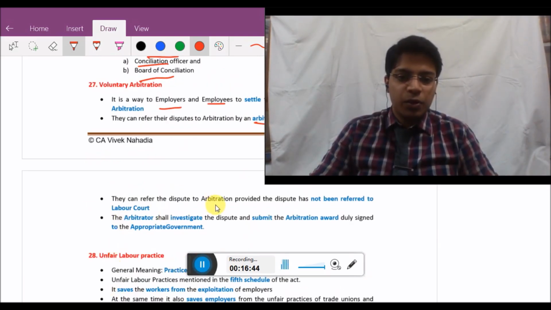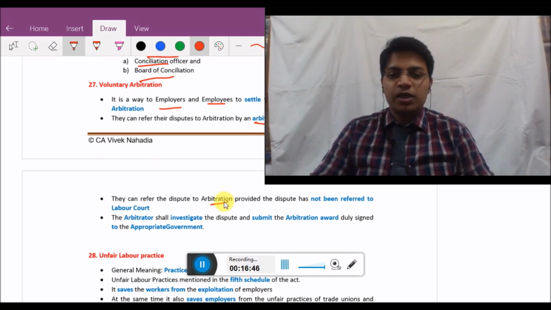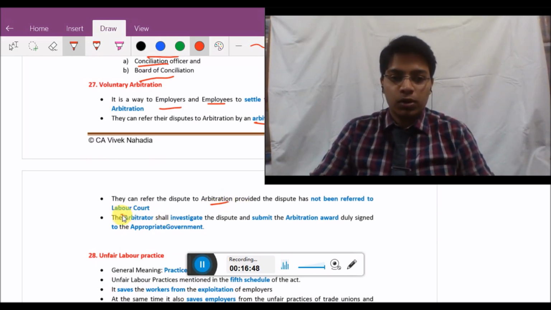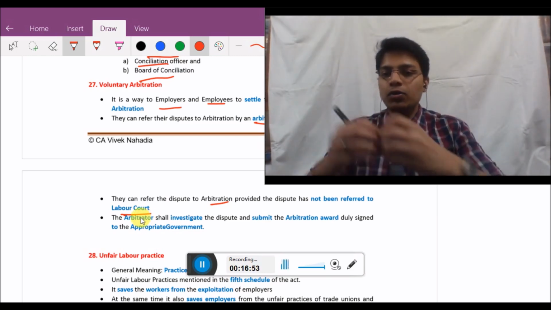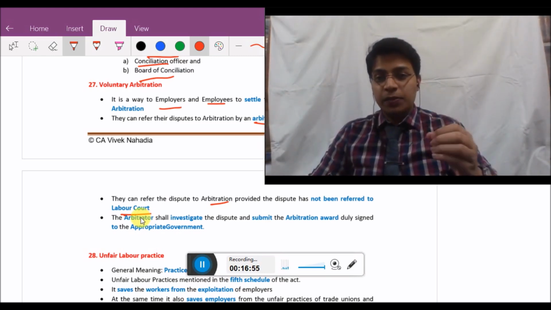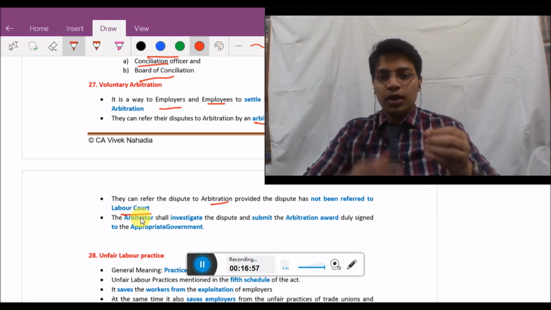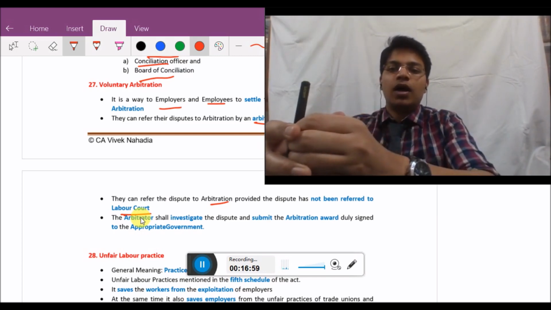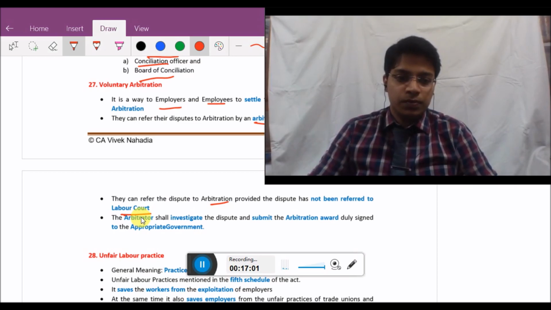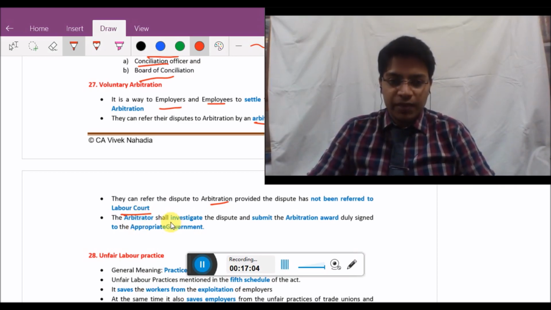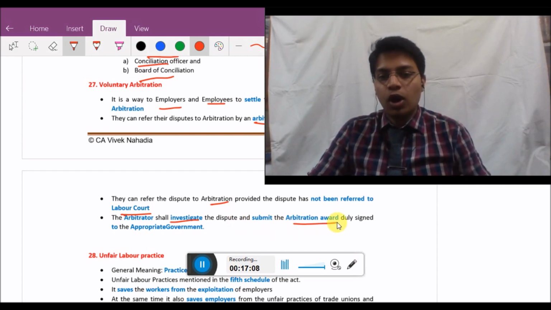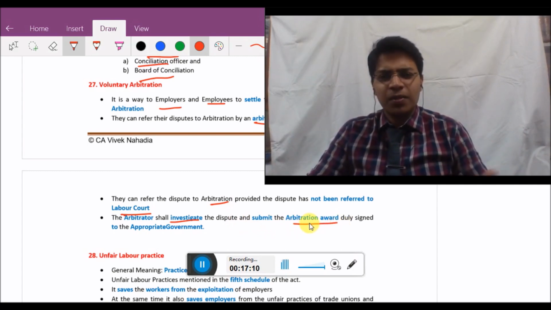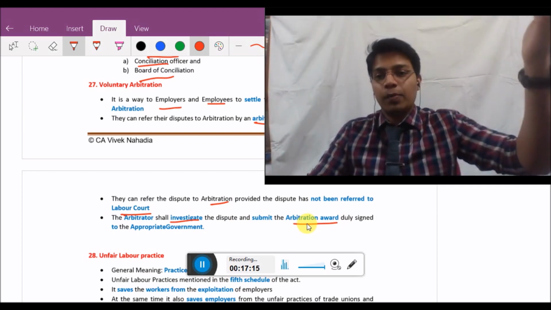They can refer the dispute to arbitration provided the dispute has not been referred to the labor court. If the dispute has already gone to the labor court, then we can't take it to arbitration. If it has not gone to the labor court, then we can take it to arbitration. The arbitrator shall investigate the dispute and submit the arbitration award. An arbitration award is nothing but a decision, duly signed and submitted to the appropriate government.